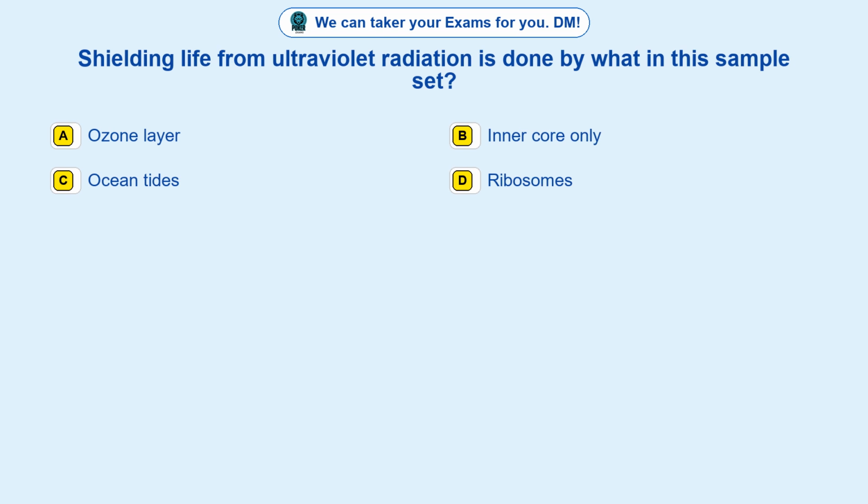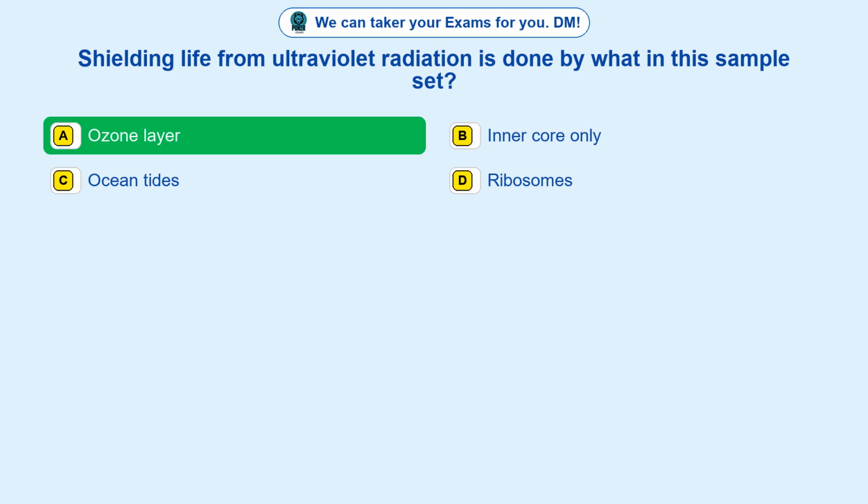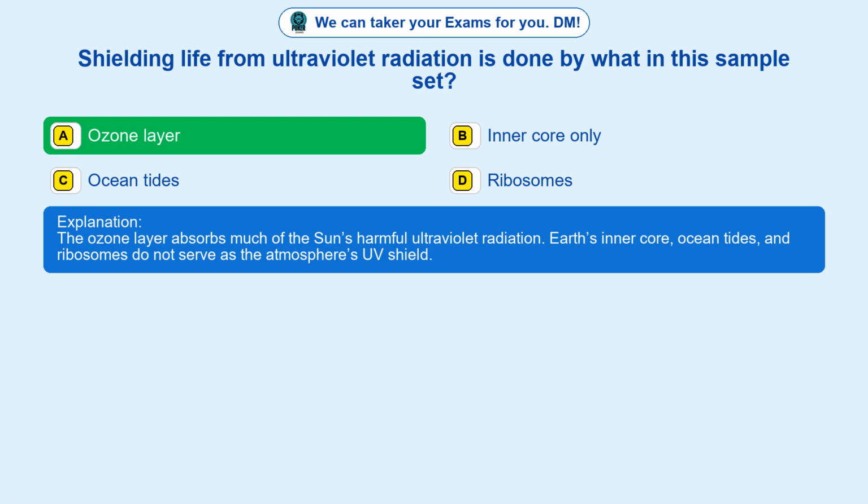Question 97. Shielding life from ultraviolet radiation is done by what in the sample set? Option A, ozone layer. Option B, inner core only. Option C, ocean tides. Option D, ribosomes. The correct answer is option A. Ozone layer. The ozone layer absorbs much of the sun's harmful ultraviolet radiation. Earth's inner core, ocean tides, and ribosomes do not serve as the atmosphere's UV shield.